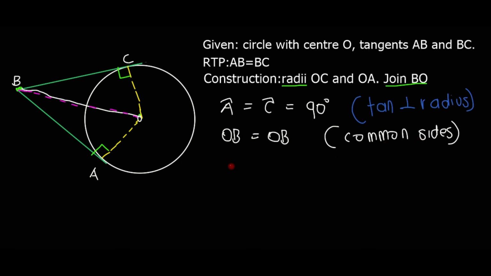And then another thing I can prove is that AO equals OC, the reason is radii. Remember, this line is a radius and even this line is a radius. So because they are all radii, it means they are equal, and the reason is radii.